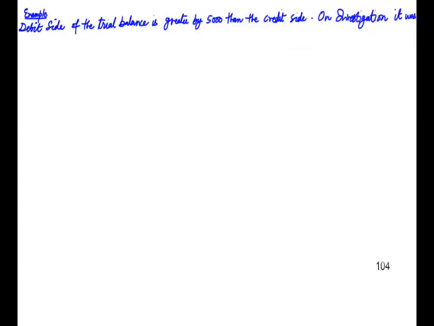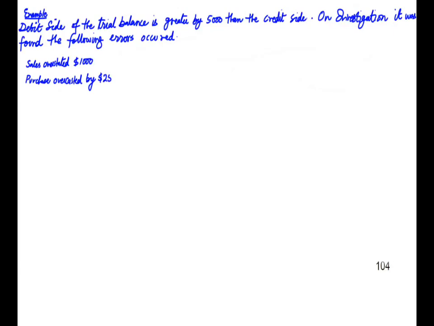On investigation, it was found that the following errors occurred. There are 3 errors that I've given here. One is sales overstated by 1,000. The examiner uses the word overcasted or overstated; it means the same thing. Sales overcasted by 1,000, and purchases are also overcasted by 2,500. This means over-totaled. And the third error is that a payment to a creditor of $3,500 was forgotten to be entered in the cash book.